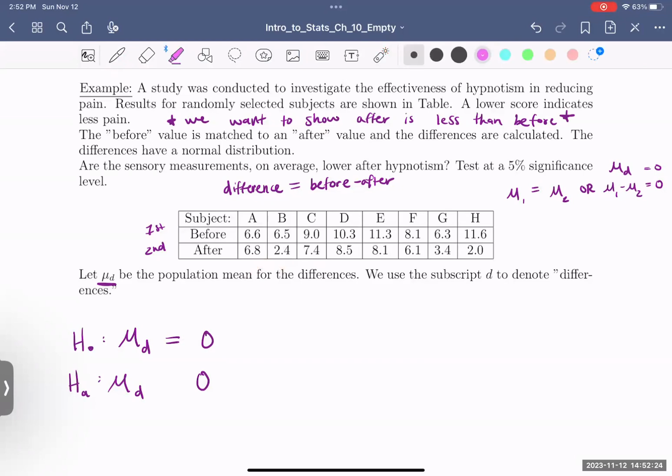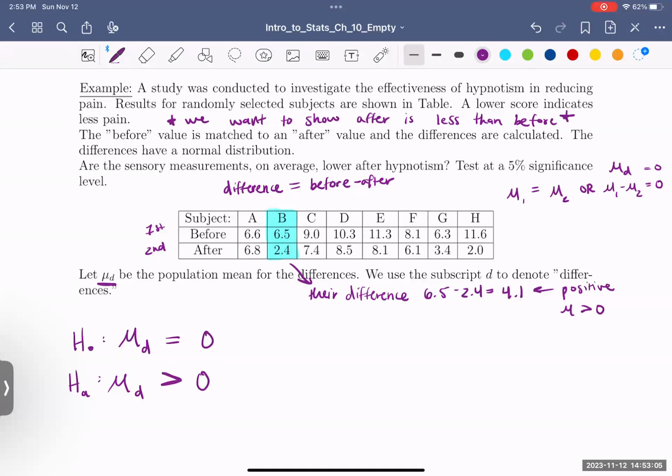So for example, this subject here, subject B, went from a 6.5 before to a 2.4 after. Their difference, we know that they're a good patient, or at least, they're a patient that helps our cause because they decreased overall. So their difference, 6.5 minus 2.4, is equal to 4.1. This is positive, meaning that difference is greater than zero. That's what we're trying to show here.